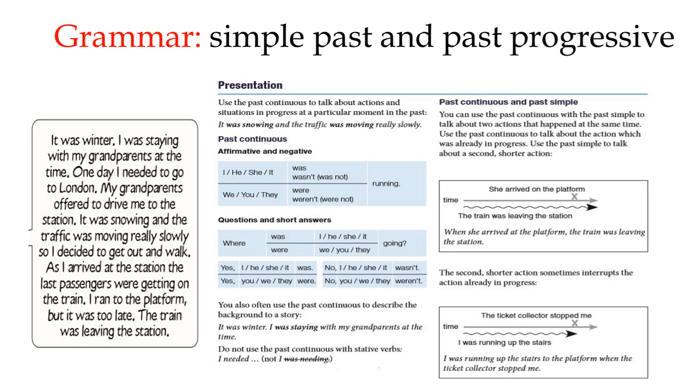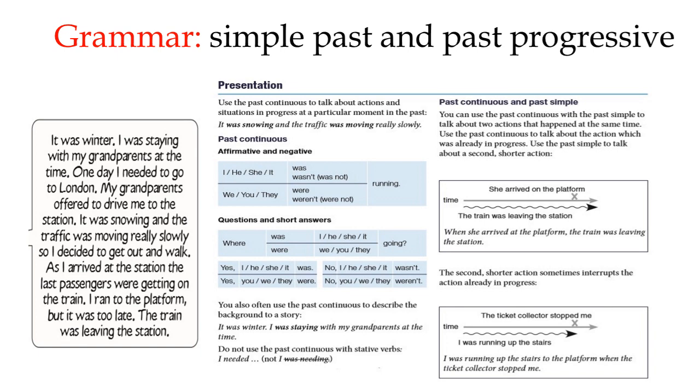You can use past continuous with simple past to talk about two actions that happened at the same time. Use the past continuous to talk about the action which was already in progress. Use the past simple to talk about a second, shorter action. Imagine, look at the timeline, and you are going to see that in detail and clearly.